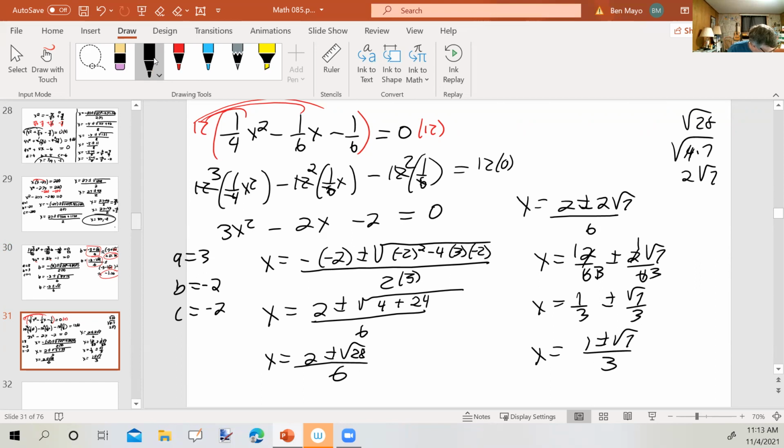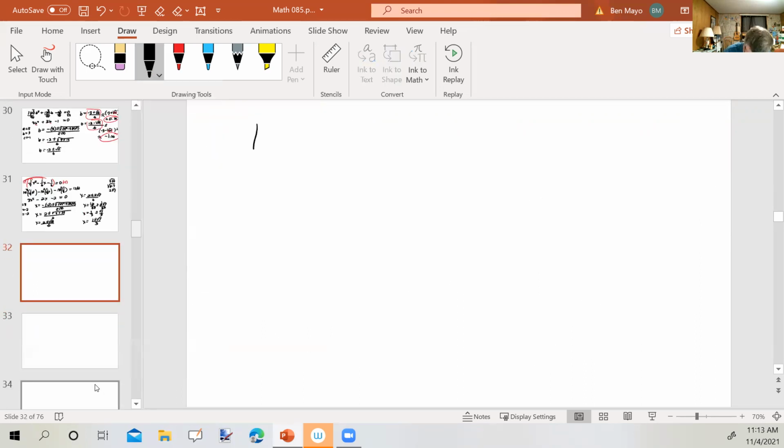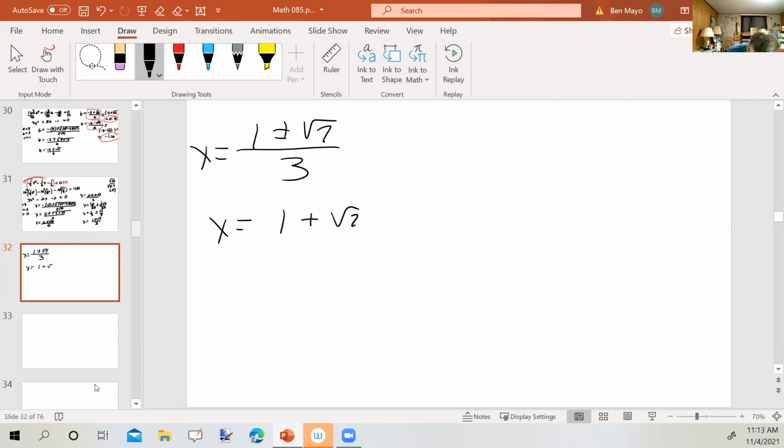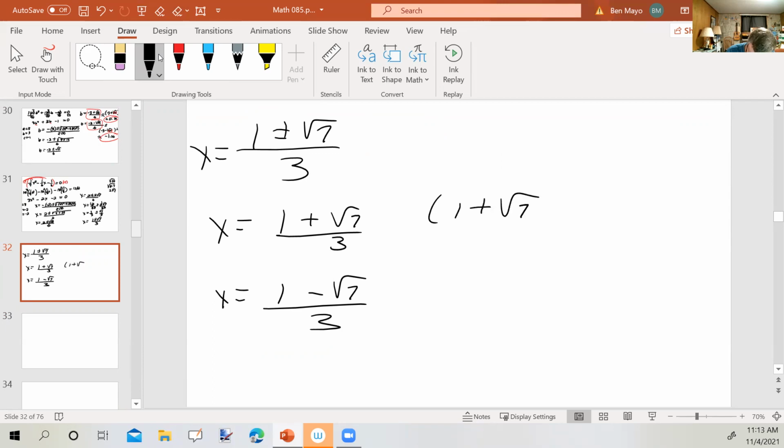Now, we're going to list those separately on the next page. 1 plus or minus the square root of 7 over 3. So we get x equals 1 plus the square root of 7 over 3. X equals 1 minus the square root of 7 all over 3. Going to the calculator, you'd put 1 plus the square root of 7 divided by 3, and 1 minus the square root of 7 divided by 3.